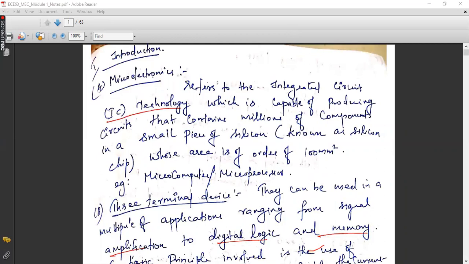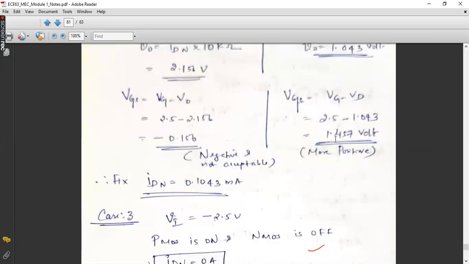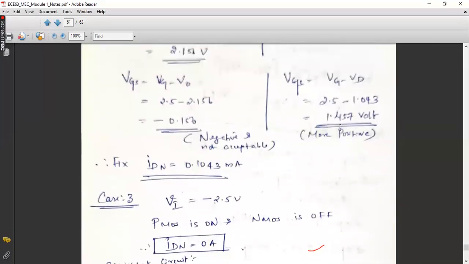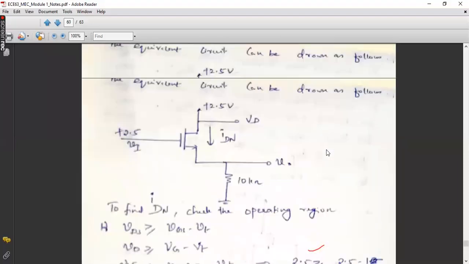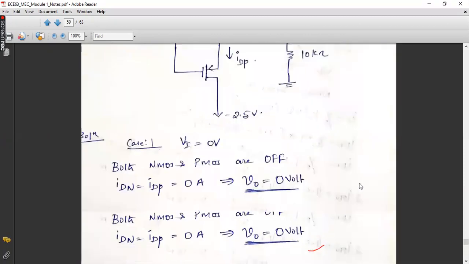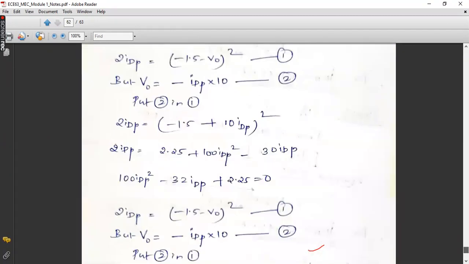The last problem, I will make the necessary corrections. Those computational errors are only in both case 2 and case 3, right? But final answer is correct. Only that VGS value you have to correct it. Okay, so that I will share again. Maybe the problem alone, problem number 10 alone, I will share it once for your reference. Any other doubts?